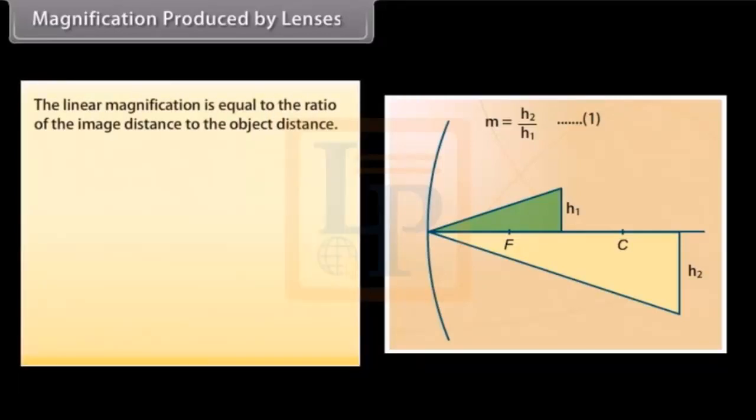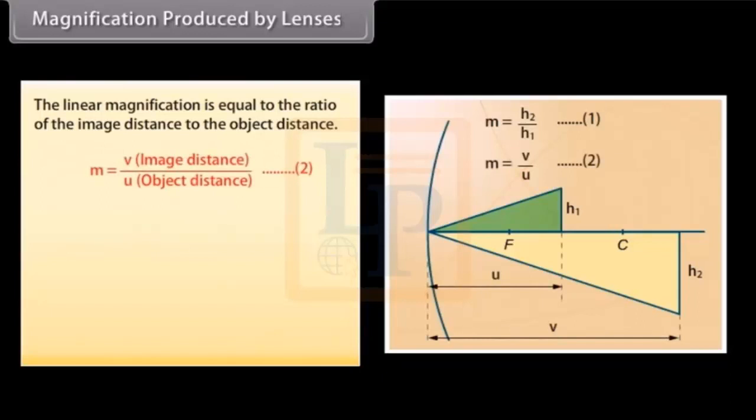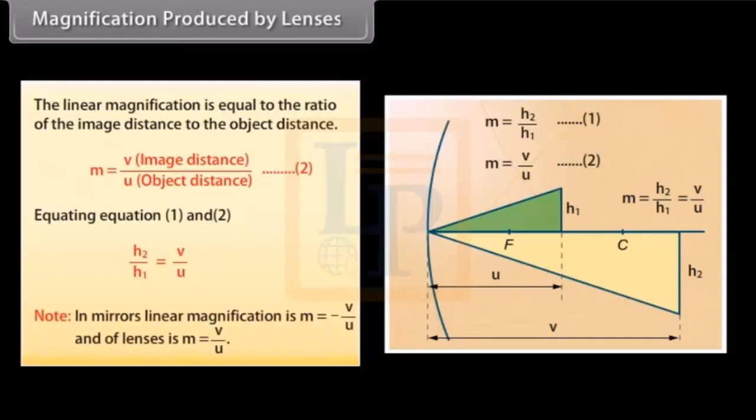The linear magnification is equal to the ratio of the image distance to the object distance. M = v/u, image distance upon object distance, which is equation 2. Equating equations 1 and 2, h2/h1 = v/u. Note, in mirrors, linear magnification is M = -v/u, and for lenses, M = v/u.